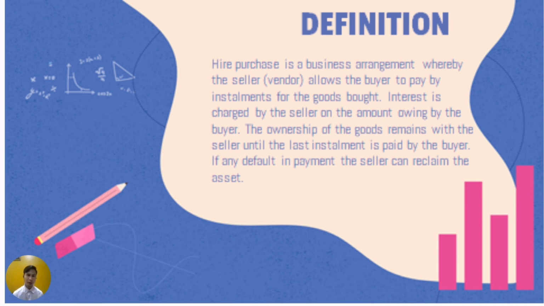So, the definition of hire purchase. Hire purchase is a business arrangement and also an easy way for buyers to buy an expensive item, where they can pay by installment per month. This way includes interest charged by the seller on the amount owed by the buyer, and the ownership of the goods remains with the seller until the last installment is paid by the buyer.